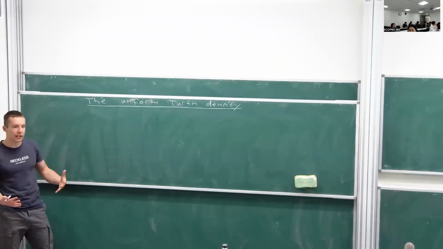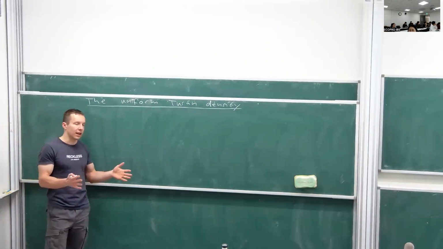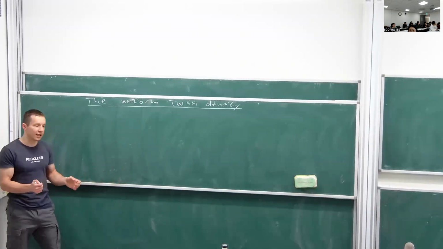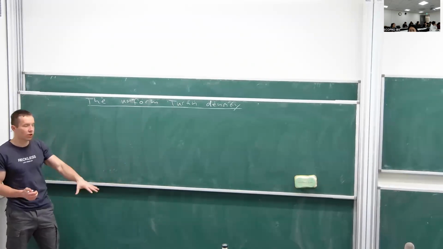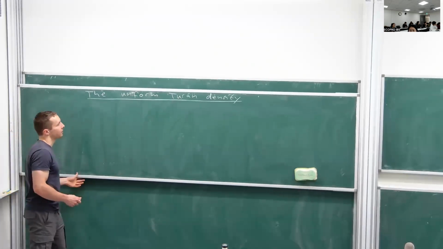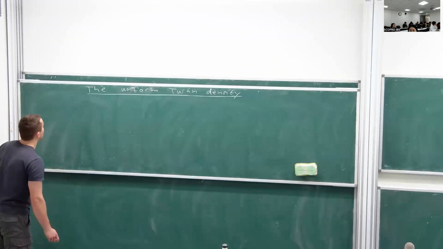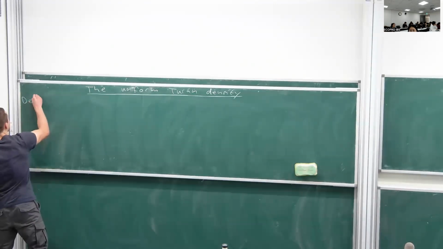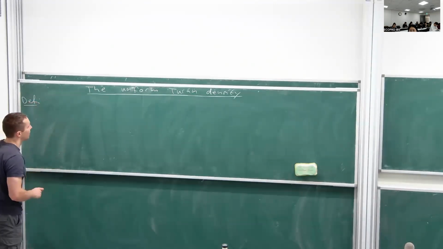So what does local density mean? On every subset that's maybe not too small, but still pretty small, we know that the graph induced on those subsets also has many edges. Okay. So let's first define what it means.